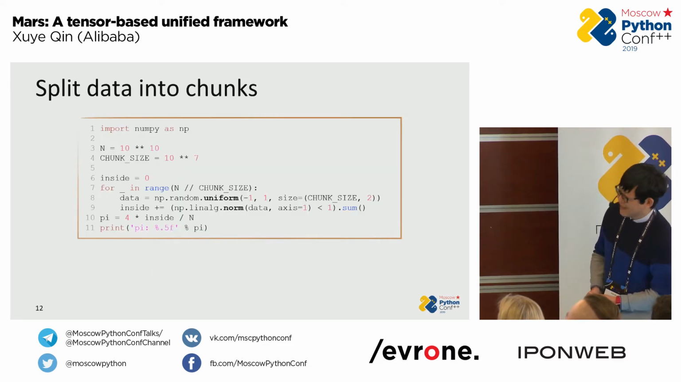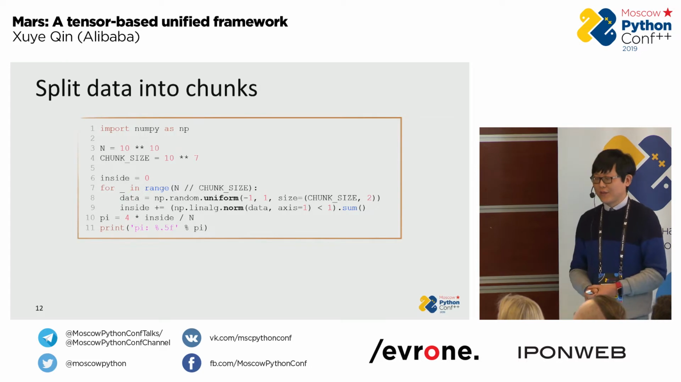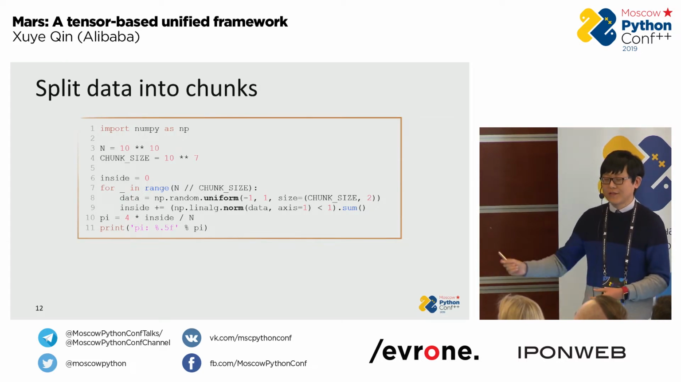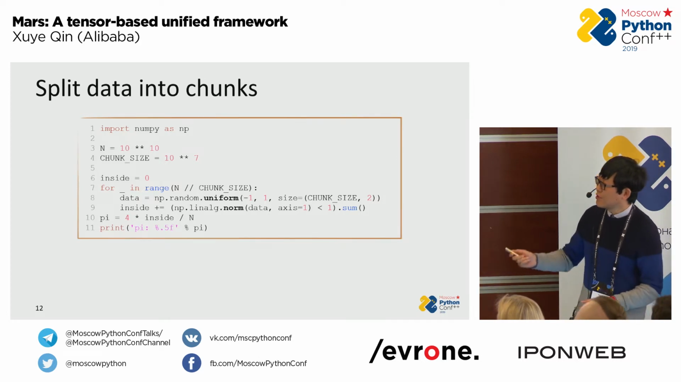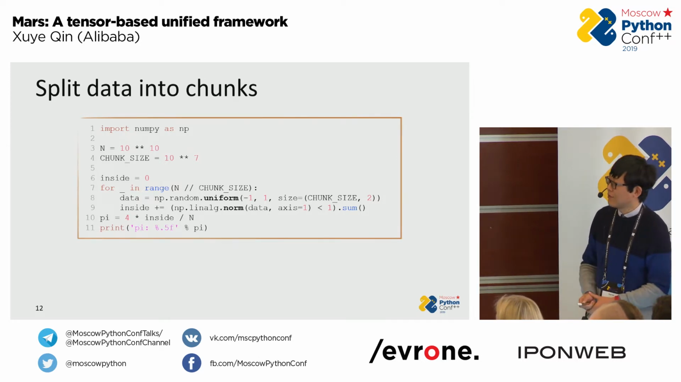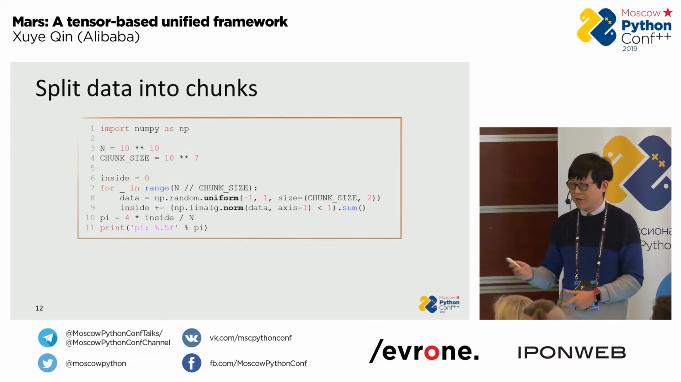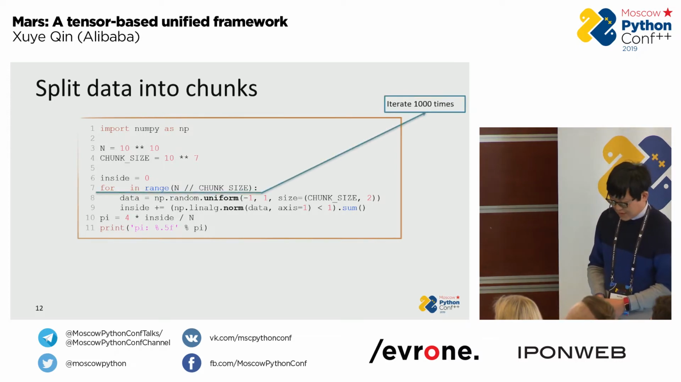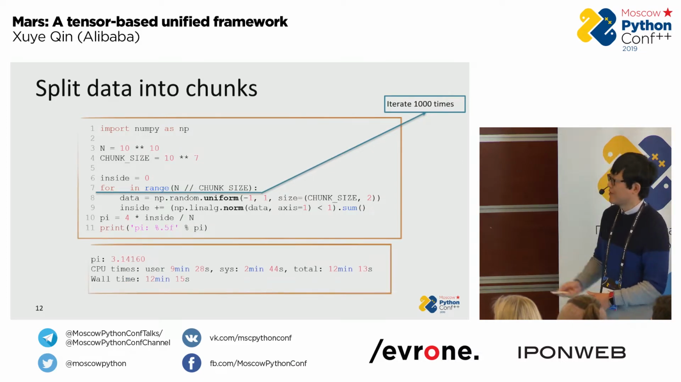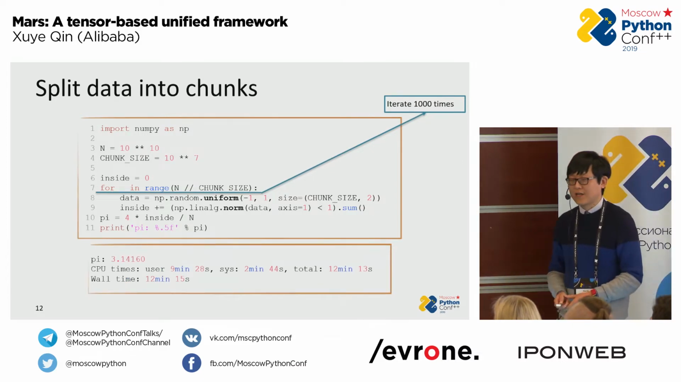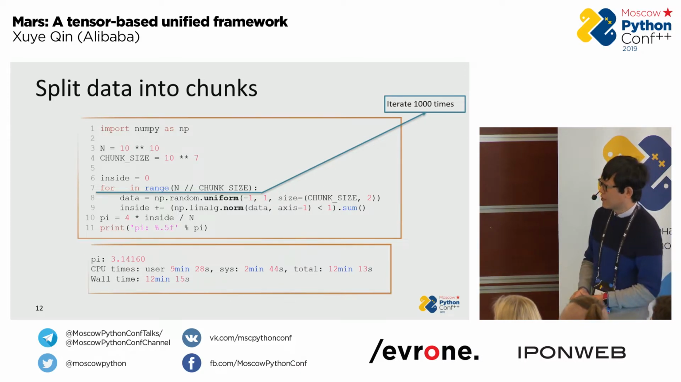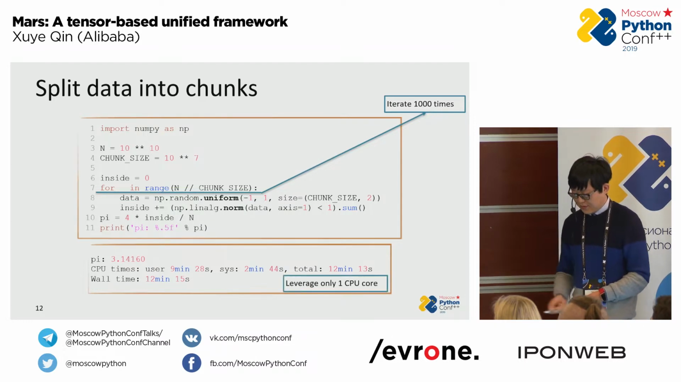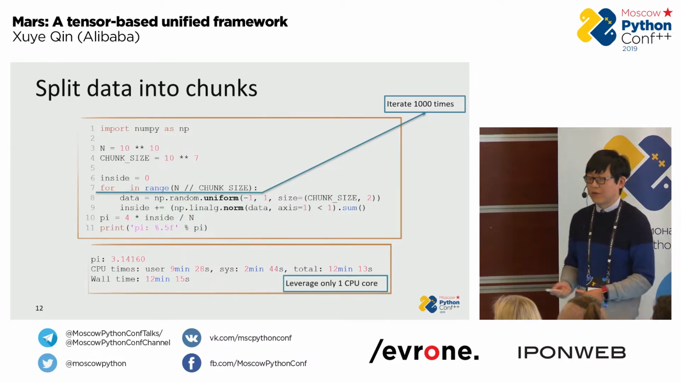So the problem is quite simple. We can handle the 10 million scale, so we can iterate 1,000 times, and in each iteration we handle the 10 million problem. So we iterate 1,000 times, and the time is just 1,000 times that of the Python NumPy version. We just leverage one CPU core.